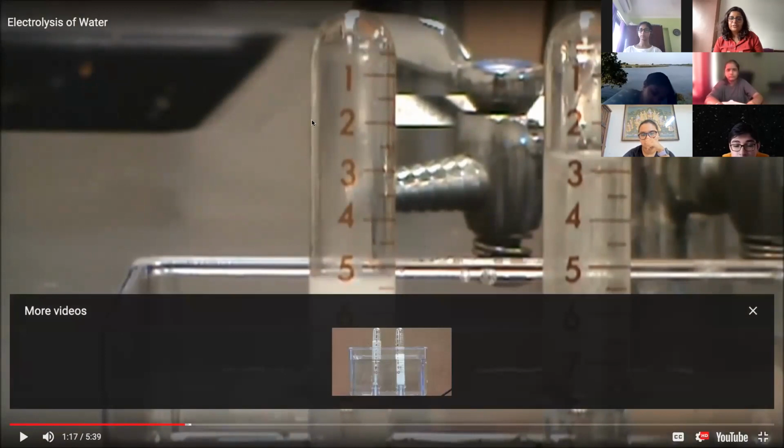So here we've got more gas produced, and in this test tube we've got less gas produced. Can you identify which is hydrogen and which is oxygen? In which test tube do we have hydrogen? In which test tube do we have oxygen? Or do you think both are mixed up in both the test tubes?